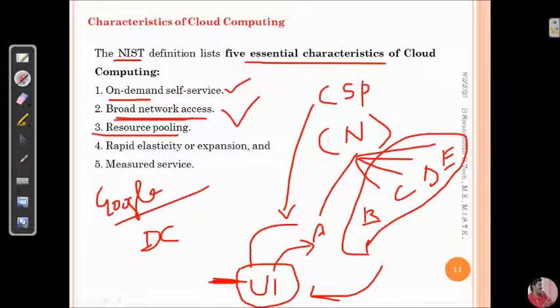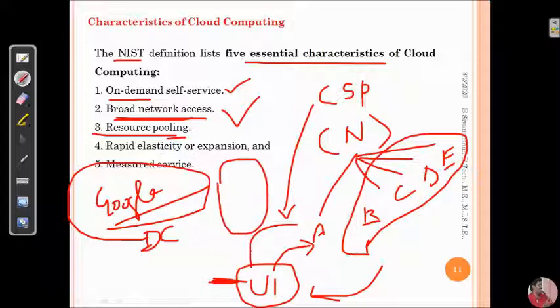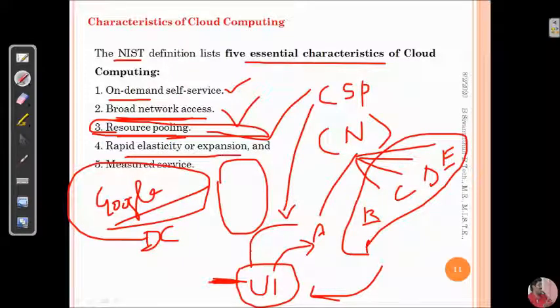The next one is resource pooling. Say for an example, Google is one of the important cloud service providers, and whatever resources they are going to deliver to the customer will be collected in one data center, or more than one data center, and that is called resource pooling. Resource pooling is nothing but a collection of resources.